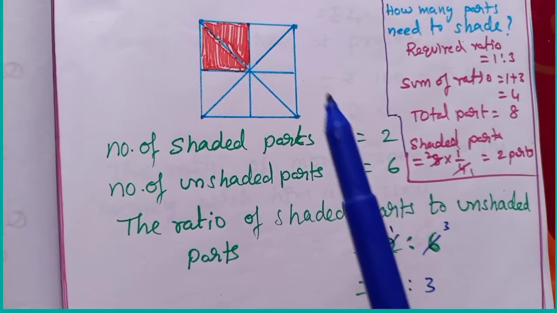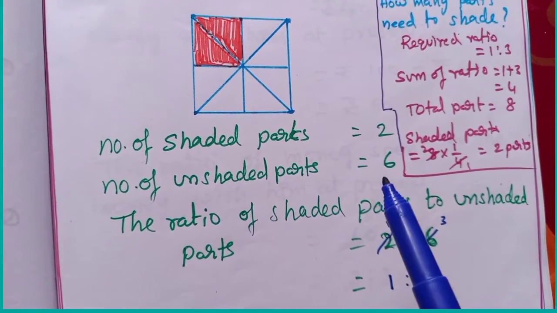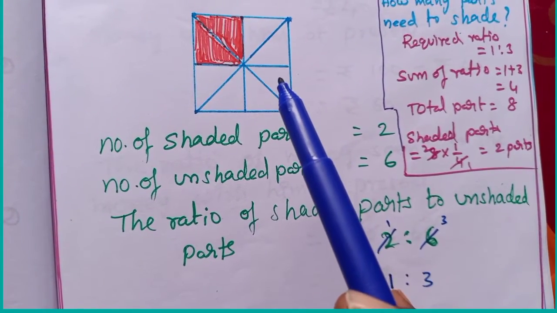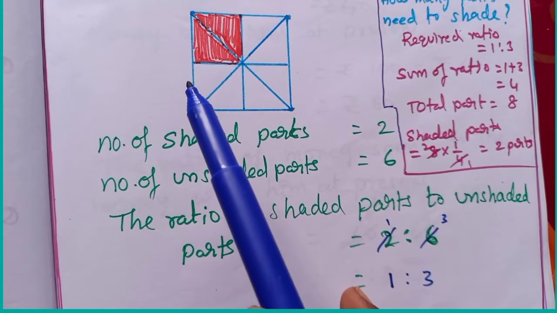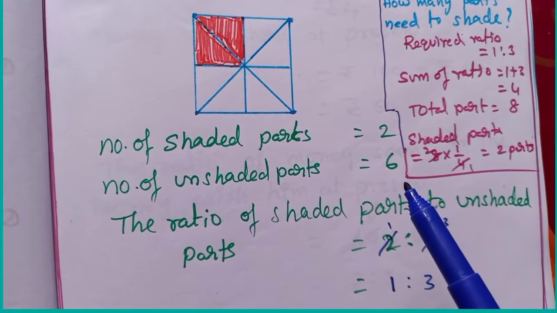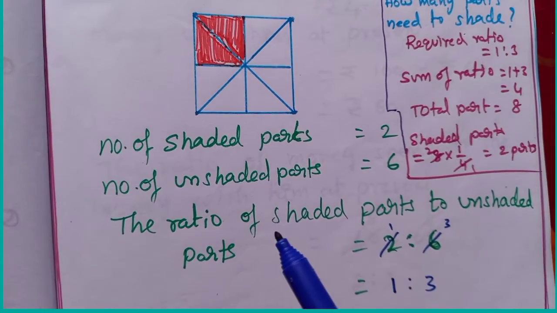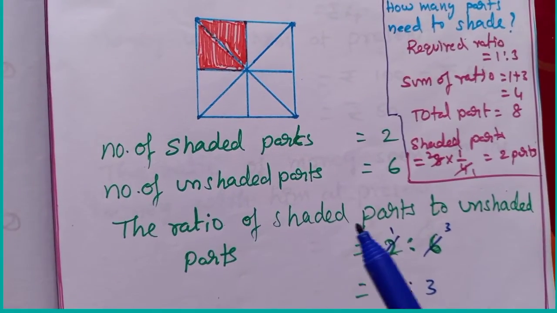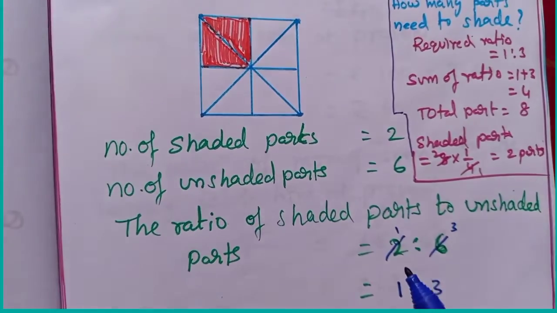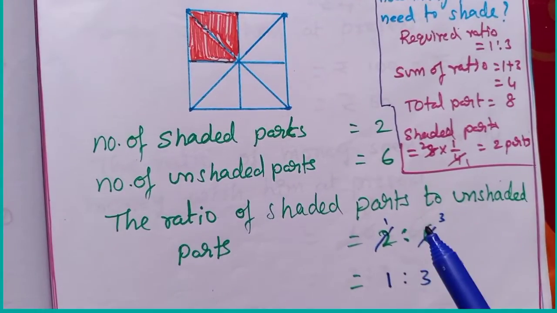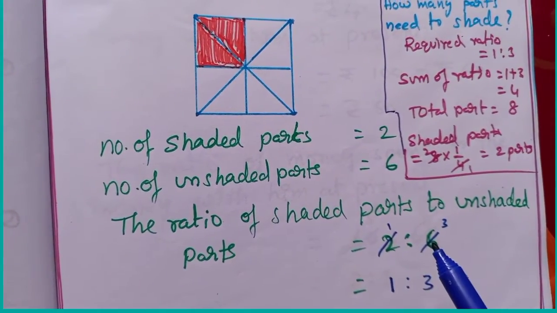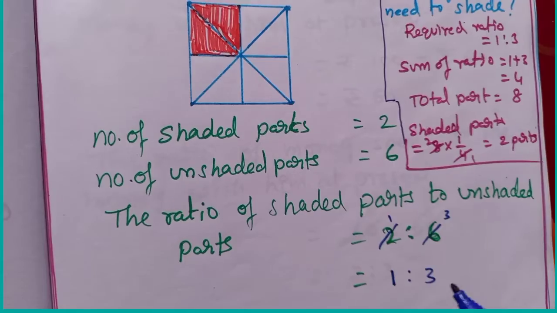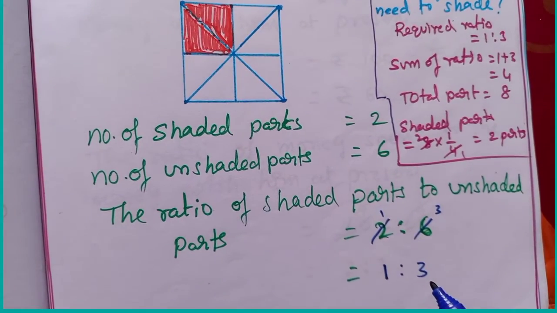Now we will calculate the number of shaded parts: 1, 2. Number of unshaded parts: 1, 2, 3, 4, 5, 6. So a total of 6 parts are unshaded. Now the ratio of shaded parts to unshaded parts. Shaded parts, how many are there? 2 parts, and unshaded parts 6. So 2:6. By cancelling, 2 ones are 2 and 2 threes are 6, therefore the required ratio equal to 1:3.